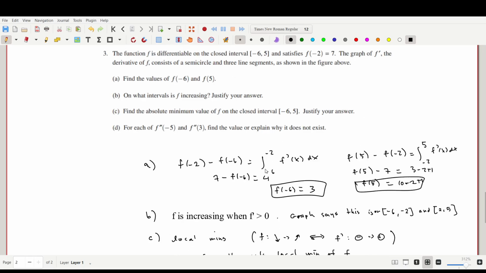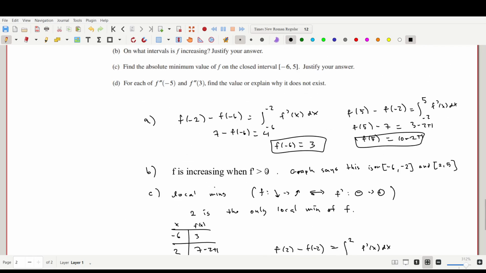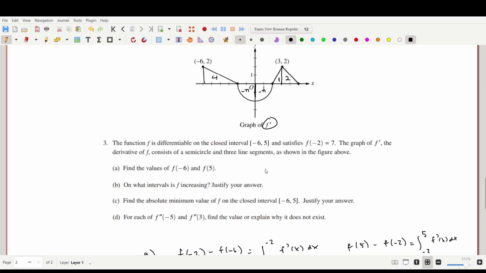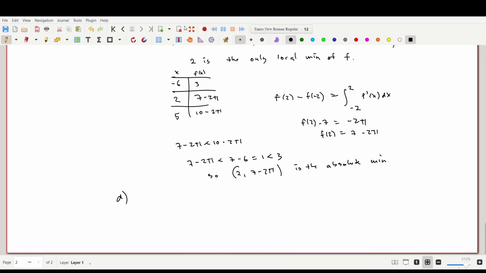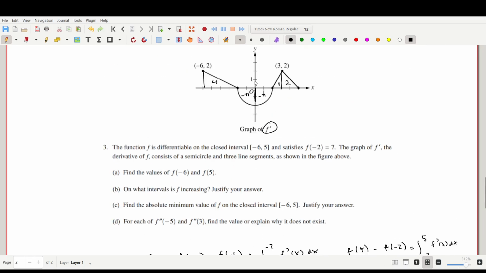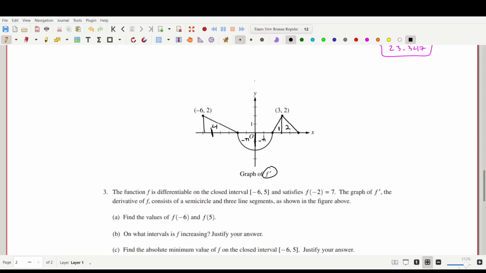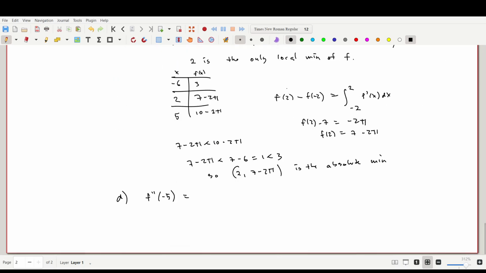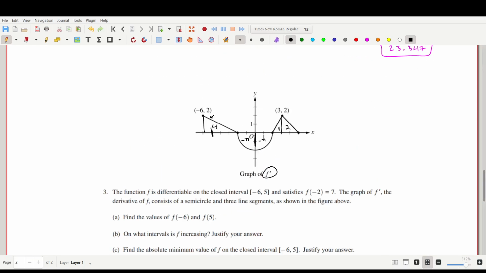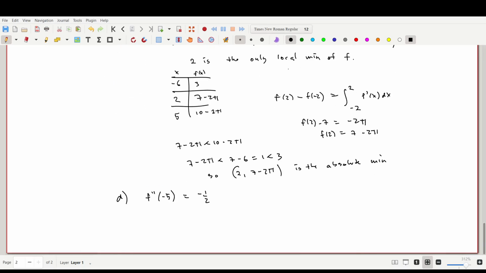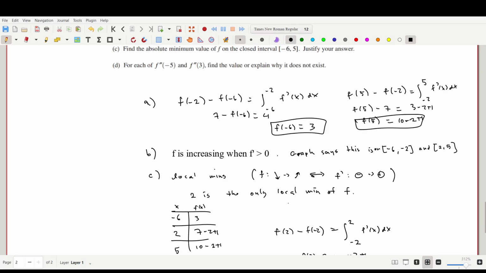D, for each of f double prime of -5 and f double prime of 3, find the value or explain why it doesn't exist. F double prime of -5, that exists. That's over here, and the slope of this line is 4 over down 2, so that's -1/2. Remember, the slope of f prime would be f double prime.